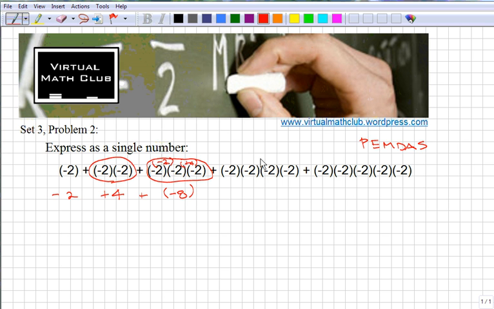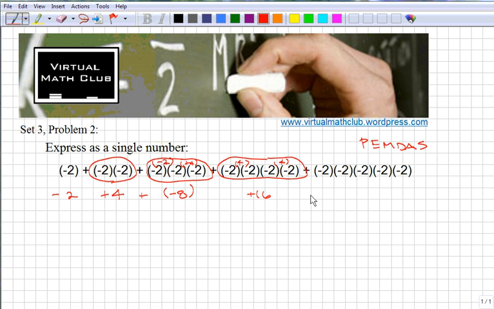Let's look at the next set of multiplication here. Now we have negative 2 times itself 4 times. We know negative 2 times negative 2 is a positive 4, so we could look at this as a positive 4, and this set of 2 negative 2's as a positive 4. So we really have 4 times 4, which is a positive 16. So we can add that to our result.